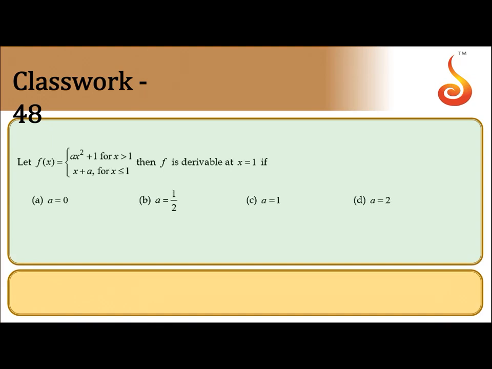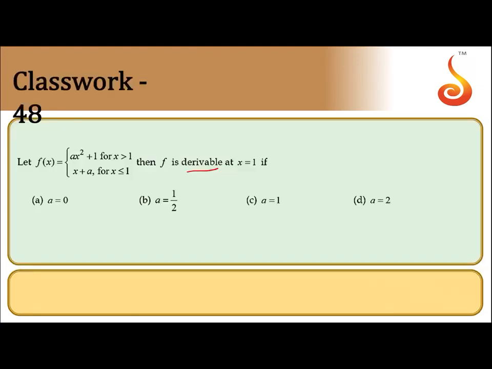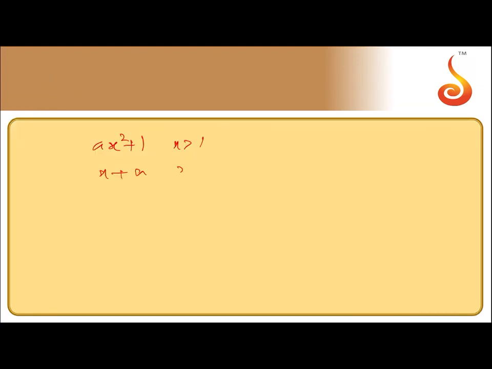Coming here, the function is differentiable. Yeah, the function is derivable at x equals to 1, means the derivative of the function exists. Once the function is differentiable, definitely the function is continuous. So x equals to 1, if you substitute, a plus 1 equals a plus 1. So let us see the function: ax square plus 1 when x is greater than 1, and x plus a when x is less than or equals to 1.